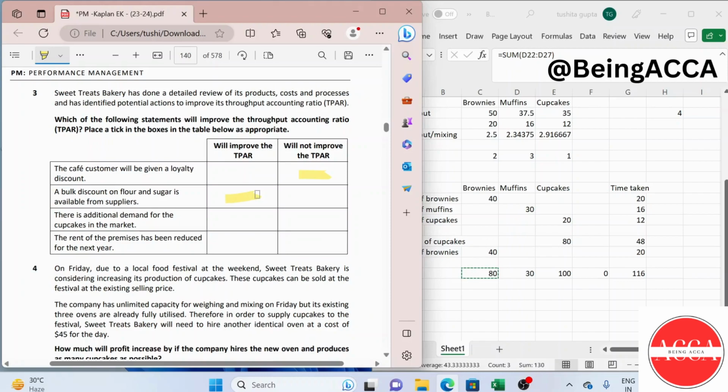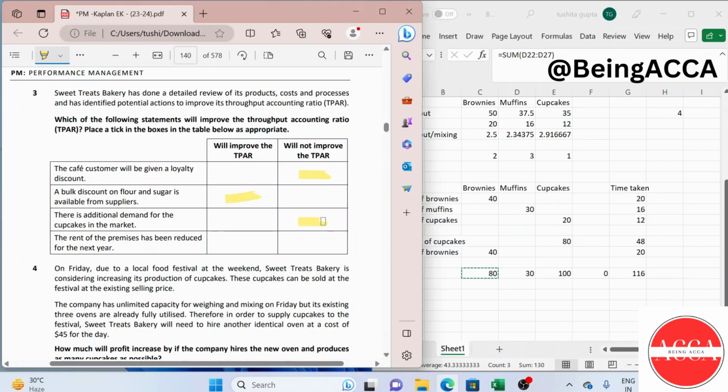Why? Because it was not the demand that was the restriction. It is your bottleneck processes. Sometimes it is mixing, sometimes it is baking. So these are your bottlenecks. If these are additionally available, maybe then your TPAR will improve, but additional demand will not improve your TPAR.